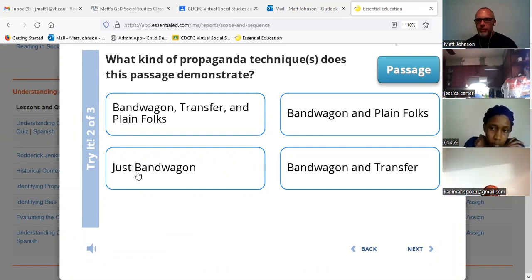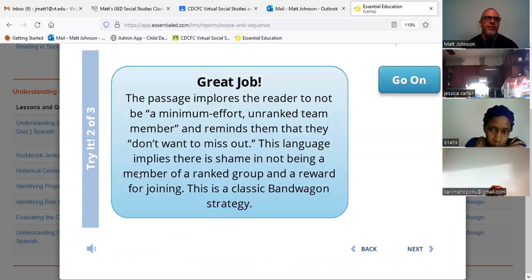And I was trying to reason through this myself because I kind of thought the same way here. I guess their idea, we'll listen to Dwayne here, see what he says. Great job. The passage implores the reader to not be a minimum effort unranked team member and reminds them that they don't want to miss out. This language implies there is shame in not being a member of a ranked group and a reward for joining. This is a classic bandwagon strategy.